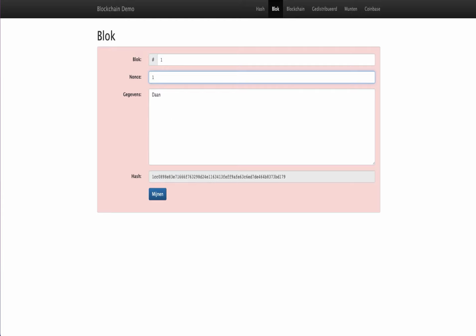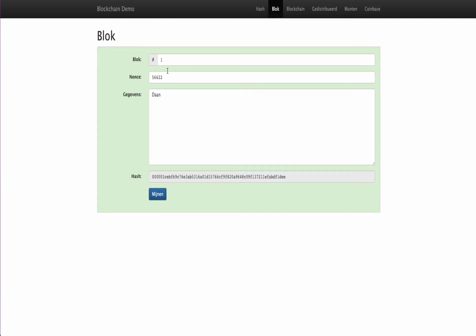We can try it manually. No, 1 is not going to do it. 2, no. 3, no. Still no. 4 zeros. 4, 5, 6, no. We can go on and on and on, but we can make it easier than manually. We can mine the nonce. So this gives us the fact that this is a proof of work blockchain. SHA-256 is proof of work, but more on that later in my videos, I think.